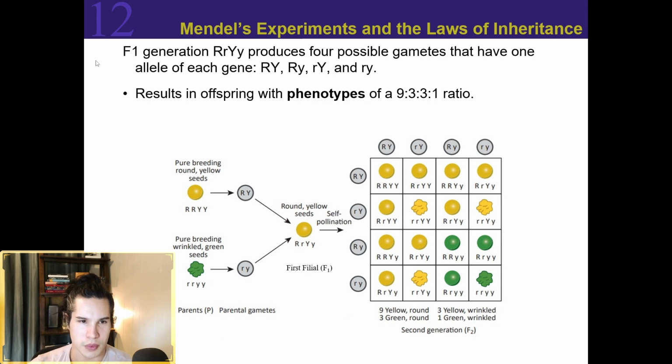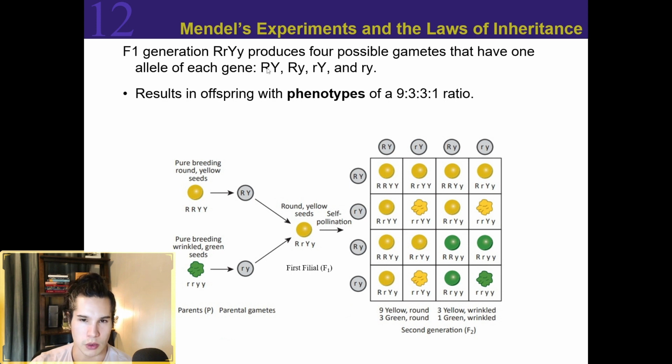All right, so F1 generation. If we're dealing with an F1 generation, big R, little r, big Y, little y, it's going to have the potential to produce 4 different gametes for that genotype. So this is the genotype for an organism. It can make a big R, big Y, big R, little y, little r, big Y, and a little r, little y. So far we've talked about seed shape.